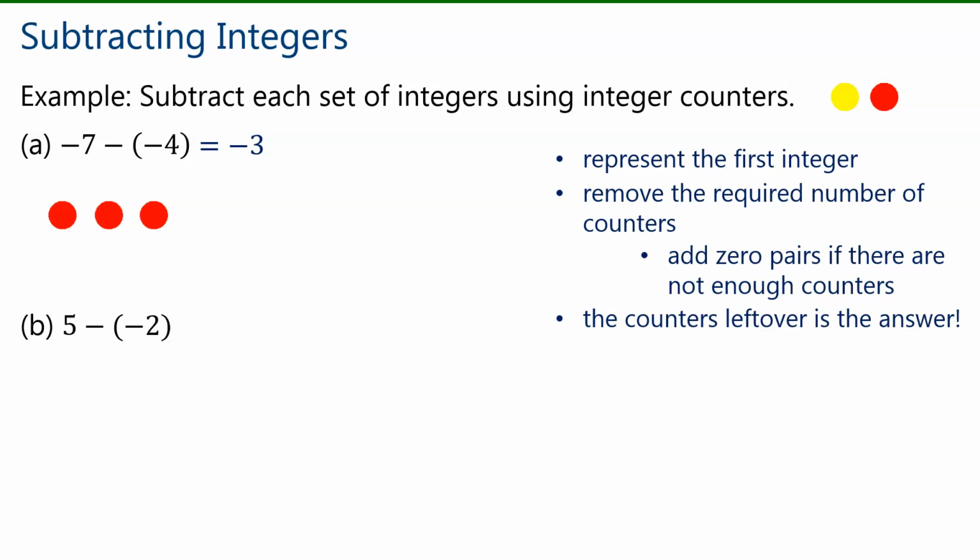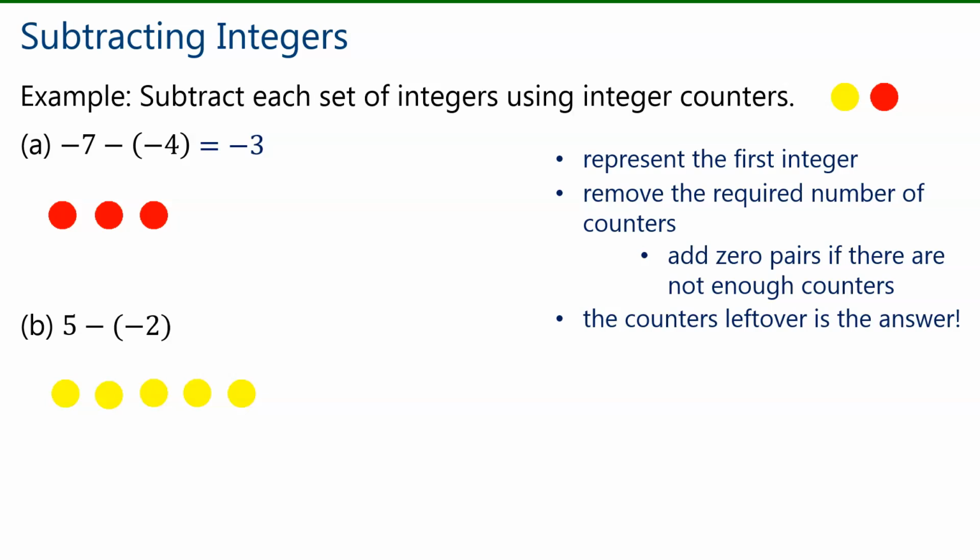Now for B, let's repeat these steps. We'll represent the first integer. So I'll have 5 yellow counters. Now I've got to remove the required number of counters. I had to take away 2 negatives. But we don't have 2 negative counters there to take away. So this is where we have to add 0 pairs because there's not enough counters.